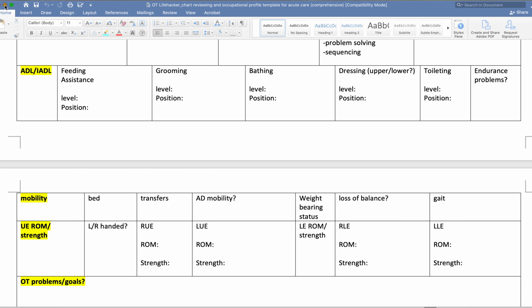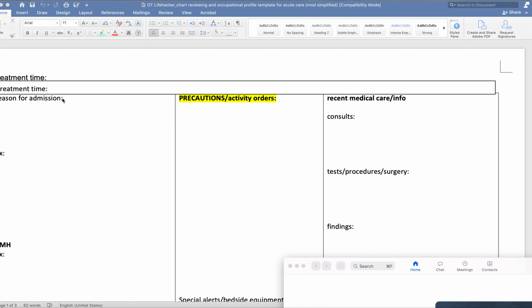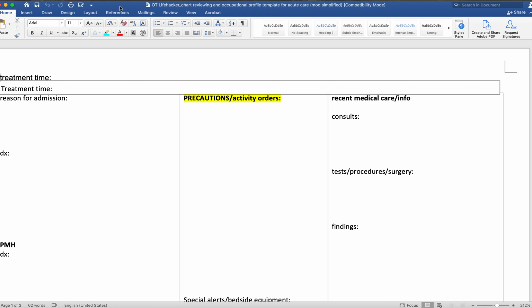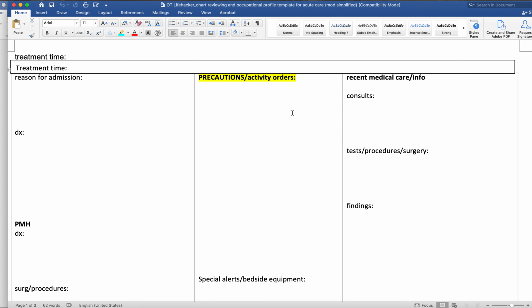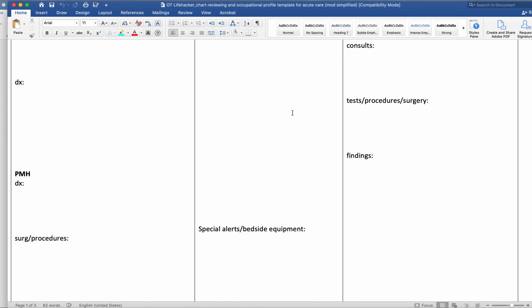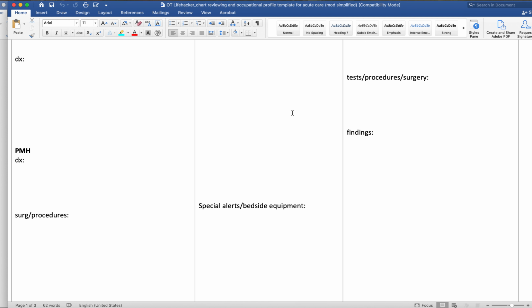And so then I made myself an even shortened version, because you don't want to become reliant on your paper. You don't want to be looking at just your paper. You use it as a checklist. So now we have it, as you see, modified and simplified. Here we have the treatment time, reason for admission, diagnosis, and then prior medical history, precautions and special alerts, bedside equipment. That is important to know.